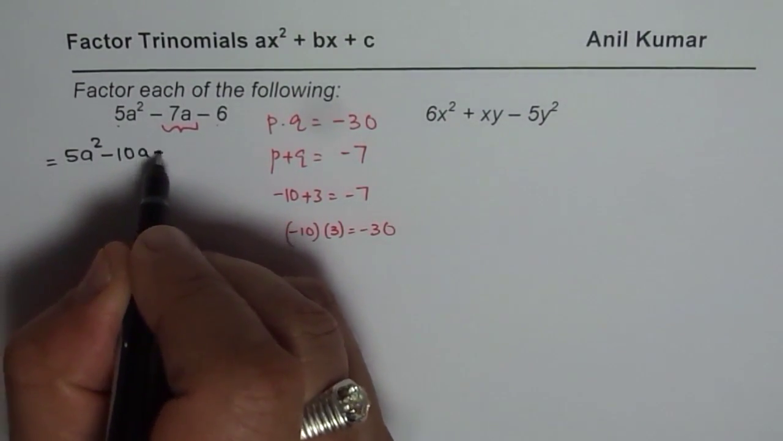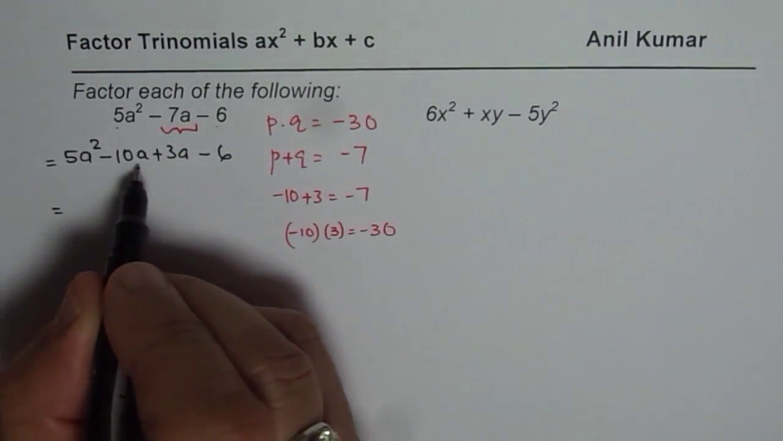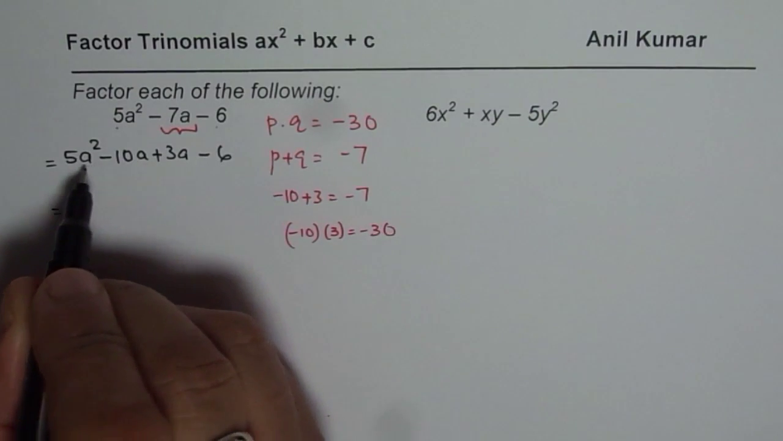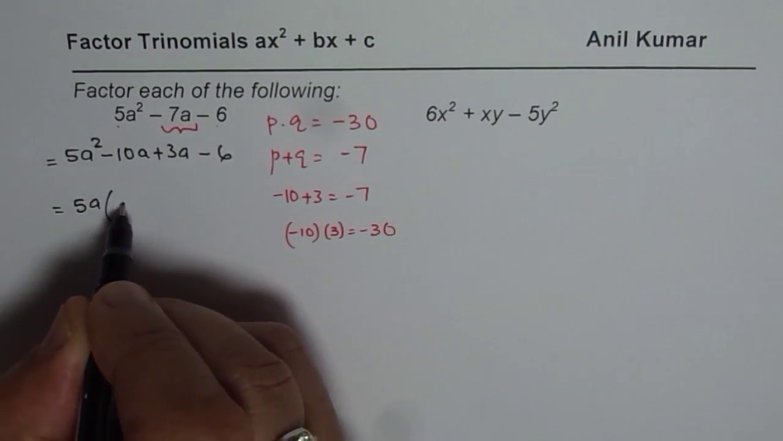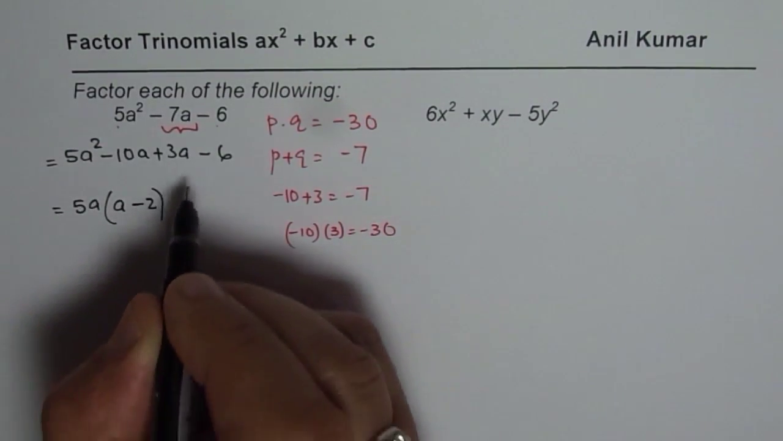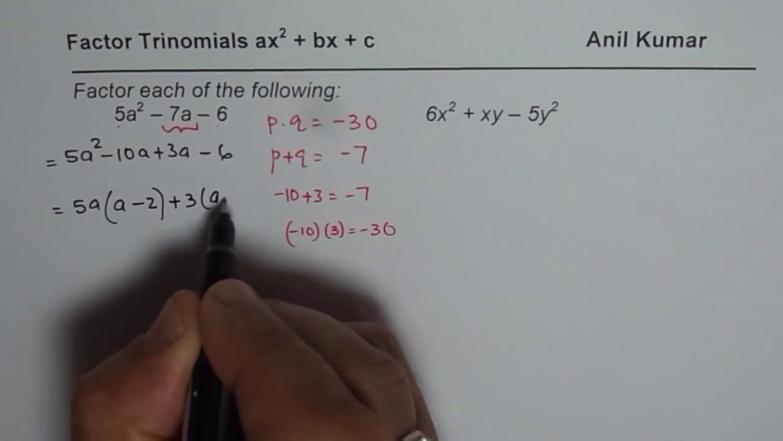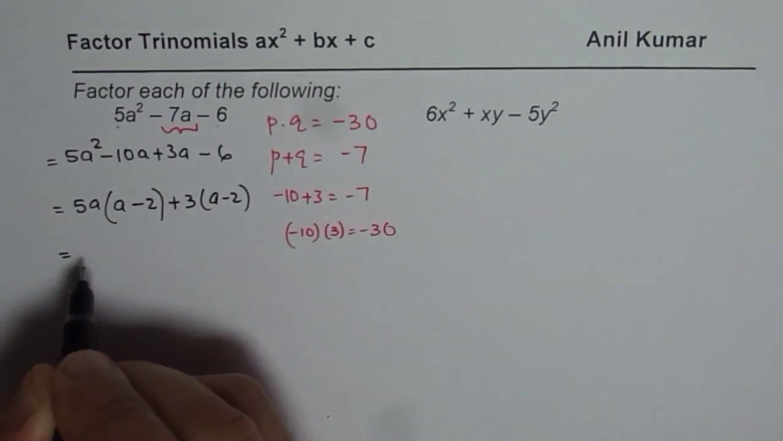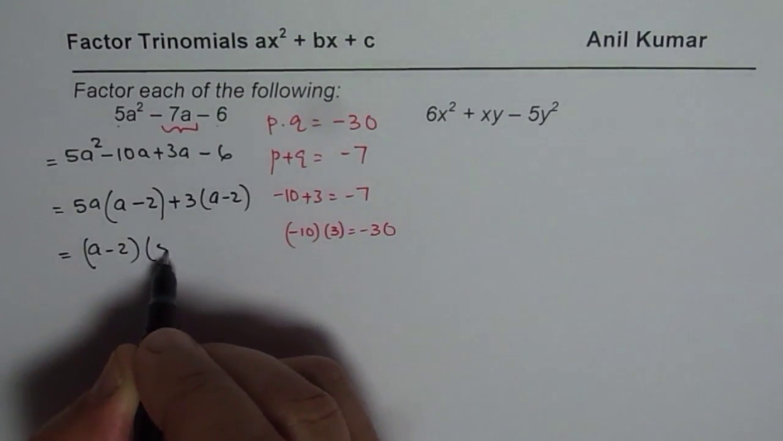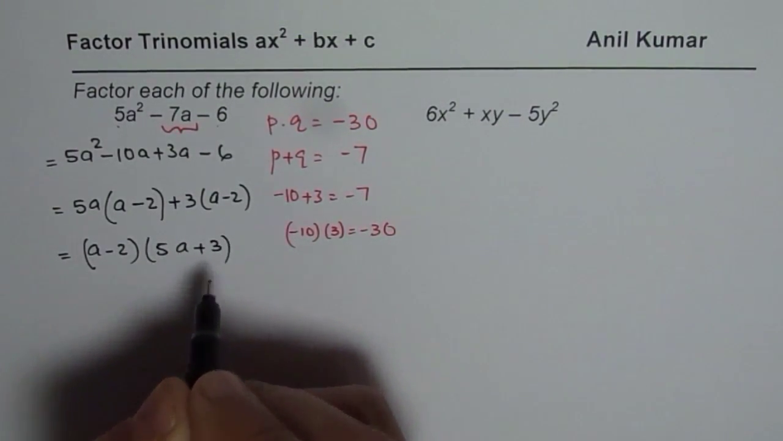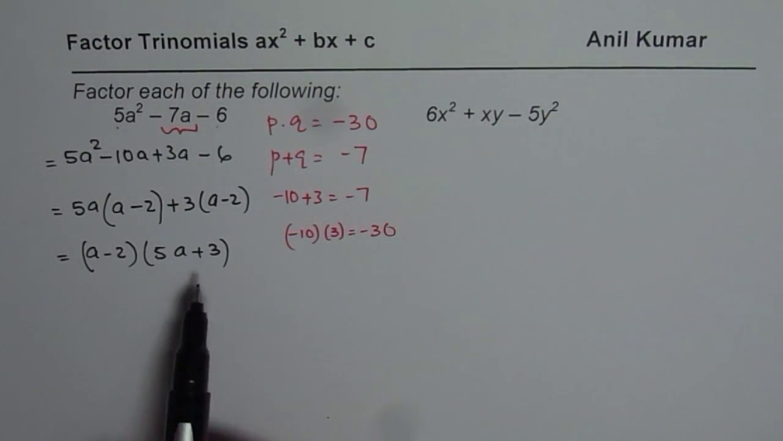So 5a squared minus 10a plus 3a minus 6. Now combine the first two terms. What can you factor from them? It is 5a. So 5a is a common factor, and you are left with a minus 2. In the next two terms, you could factor 3, so you get a minus 2. A minus 2 is the common factor. So factor a minus 2, and you're left with 5a plus 3. So this trinomial can be factored as a minus 2 times 5a plus 3.